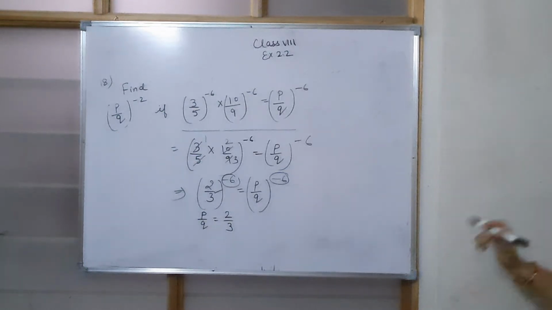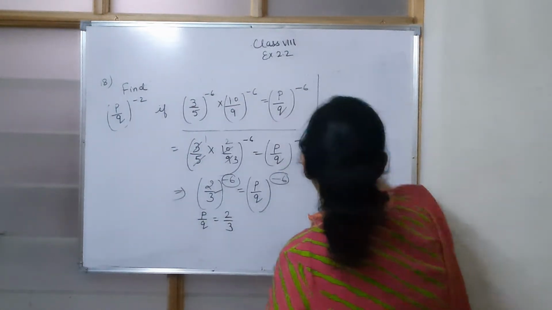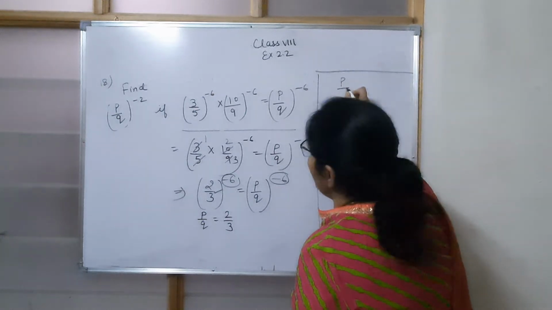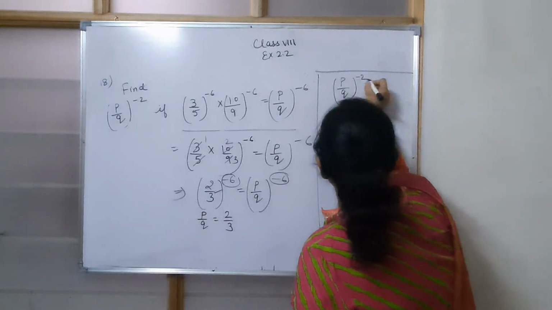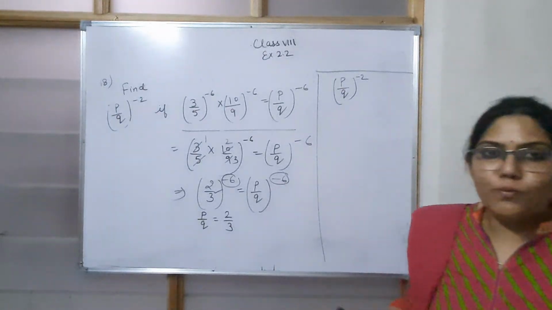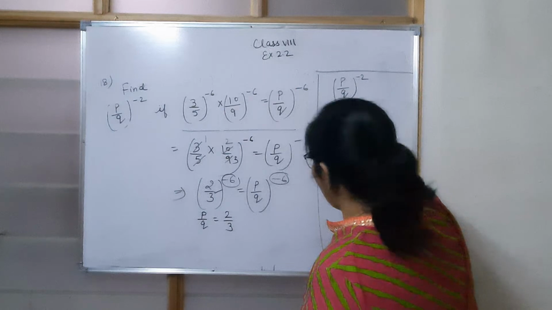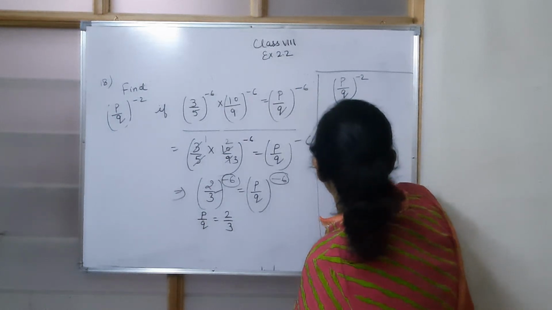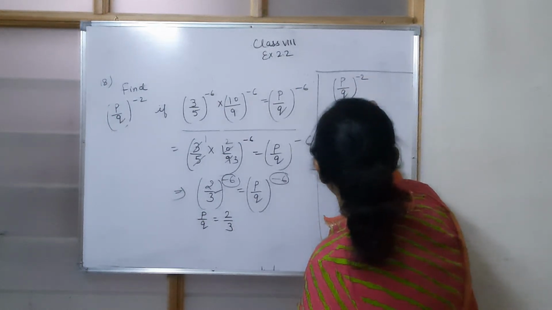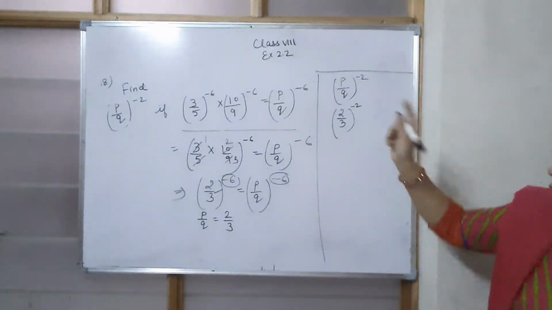So now we have got the value of P upon Q. What do we need to find? We just need to find P upon Q raised to the power minus 2. So what are we going to do? We will substitute the value. What is the value of P upon Q? Here P upon Q is written, so I am putting 2 upon 3. We just need to find this.